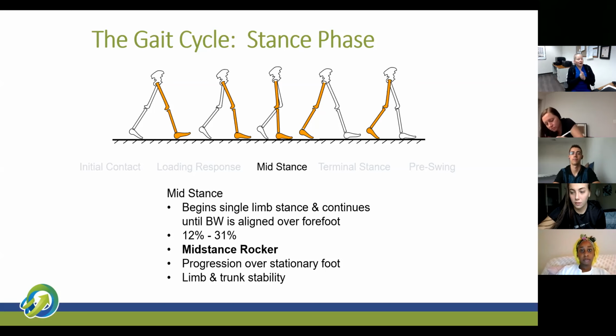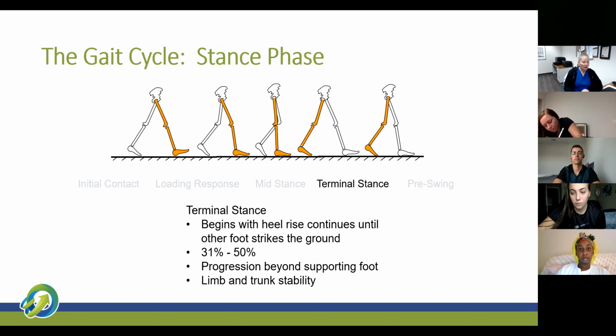Okay, so let's see, mid stance all good, guys. We're working on progression and stability here. Then we have terminal stance. Terminal stance begins with the heel rise, and it's basically working all through until the opposite limb is making contact with the ground. So terminal stance and initial contact are kind of happening opposite one another in the gait cycle between the two limbs. And we're progressing beyond the supporting foot.